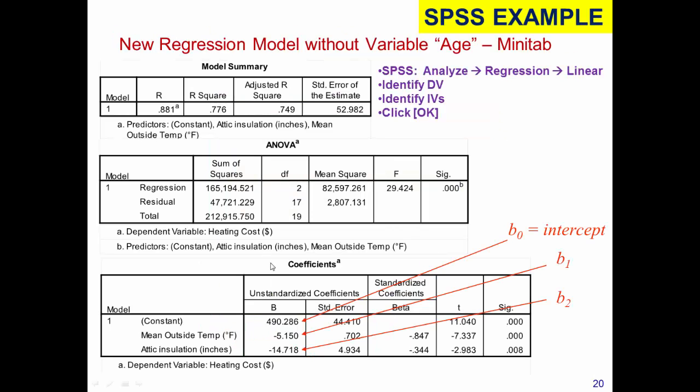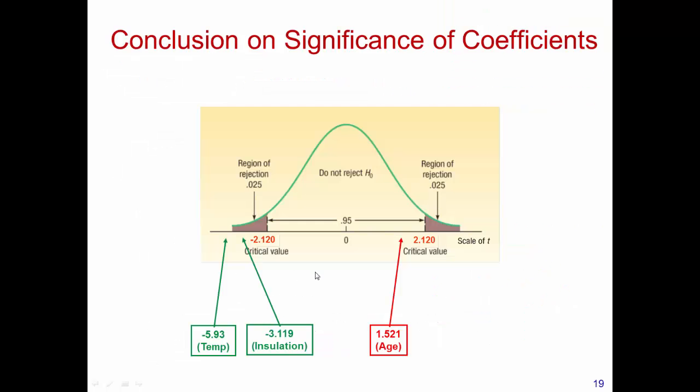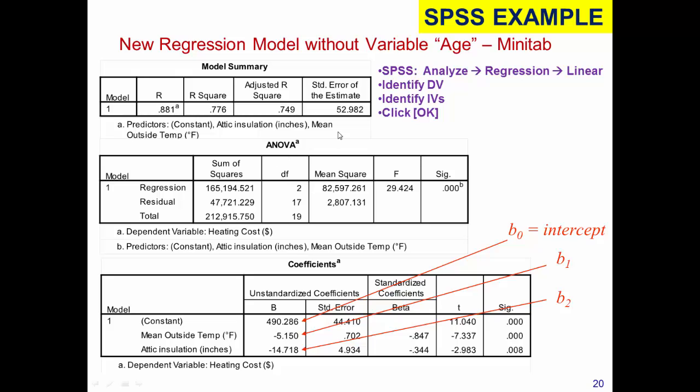So here we have our output based on our new regression model that does not include the age of the furnace variable or coefficient that we removed because it was not significant. We did not reject it. So here we have the output. We have an R value of 0.881, and that's the square root of R squared, and it's also the correlation between the observed and predicted values of the dependent variable.